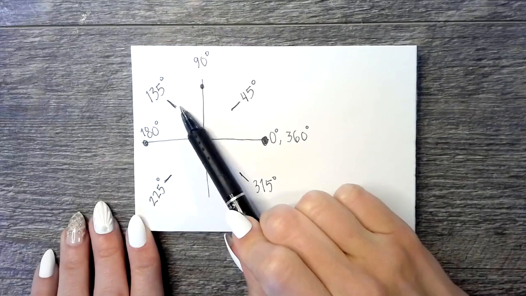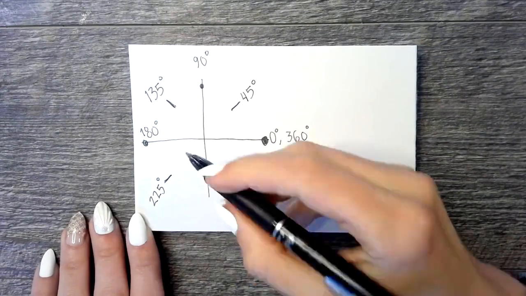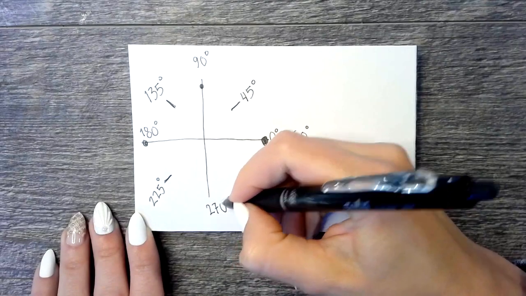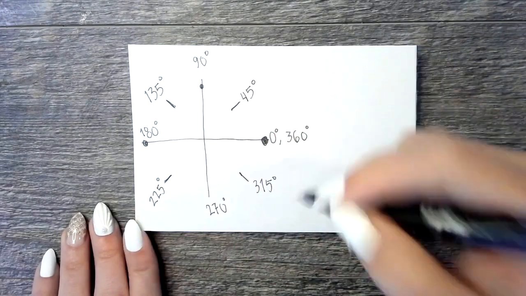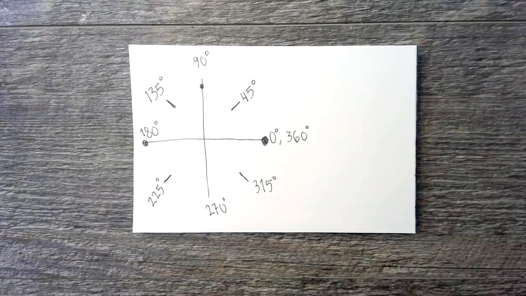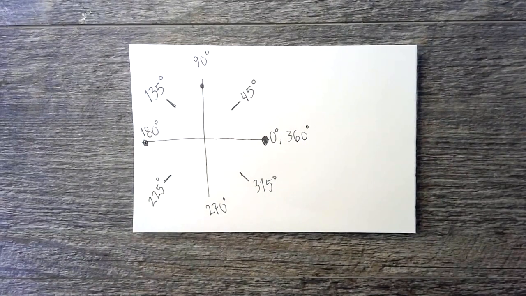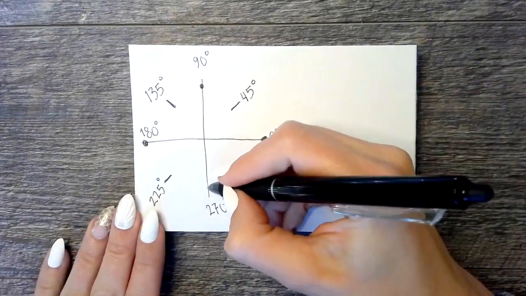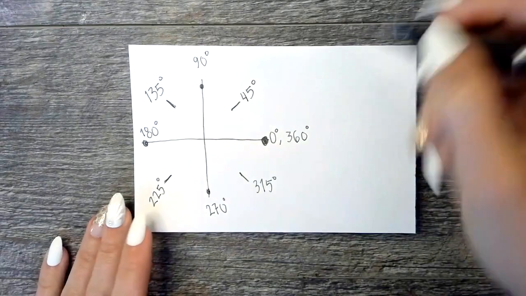135 plus 45 is 180. 180 plus 45 is 225. 225 plus 45 is 270. 270 plus 45 is 315. And 315 plus 45 is 360. I just think that adding that amount, 45 degrees, is kind of hard.